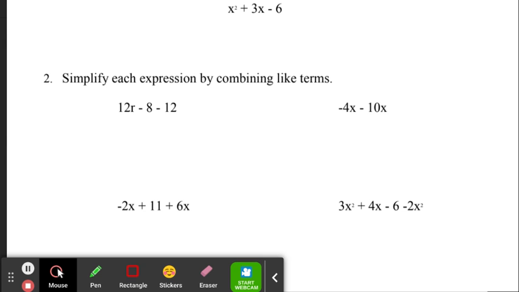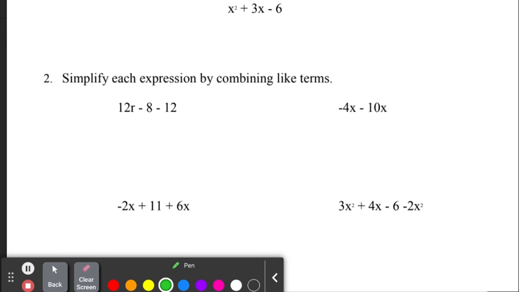So this section is combining like terms. Terms are separated by plus signs and minus signs, and they have the same letter and the same exponent. So a lot of this was typed. You can see that these minus signs aren't super big, but that's just the formatting. Those are subtraction signs. So for question number 1, we have a 12R. There's no other term with an R in it, so that comes down here.